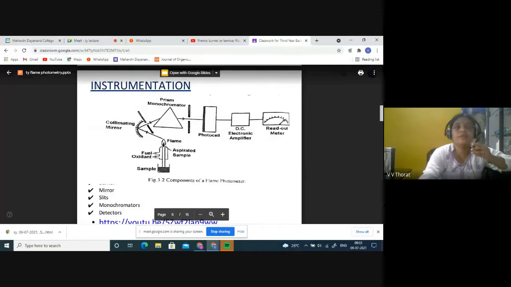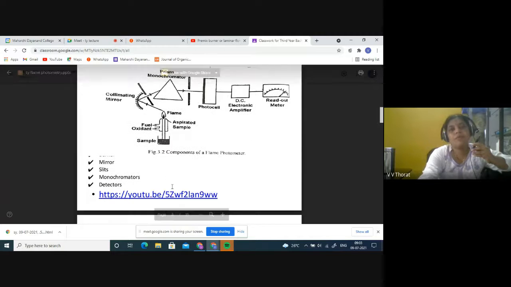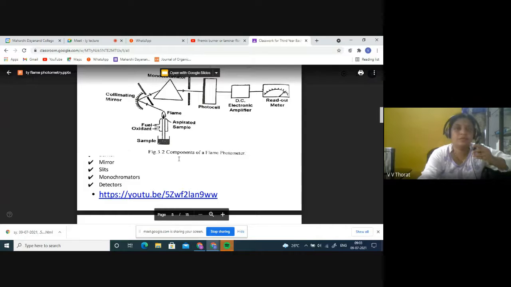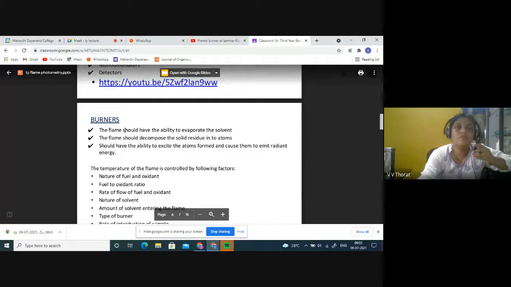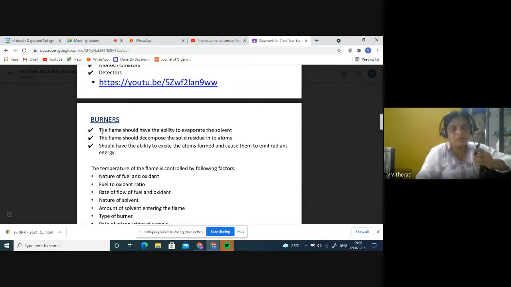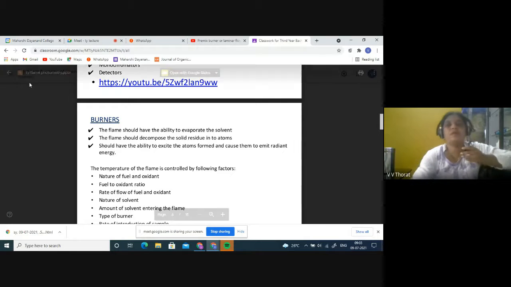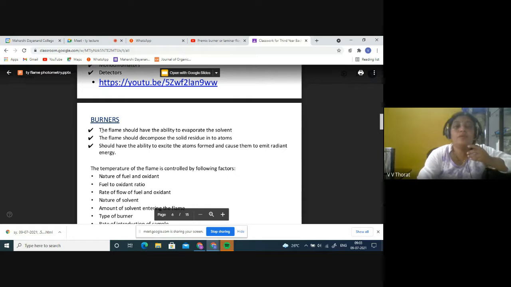Now we come to a very, very important part, that is instrumentation. Now the first component of the instrument is the burner, right? So we started with the burners. Now, what is the role of the burner? You should know this, we had studied it, but I'm revising again before we proceed ahead. So what is the role of the burner?